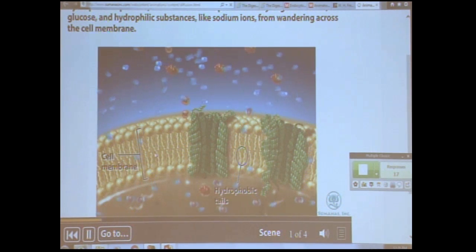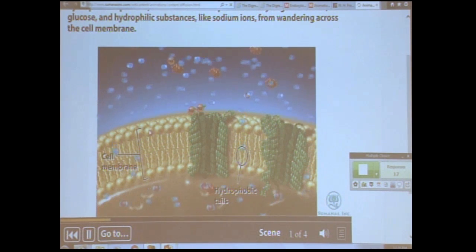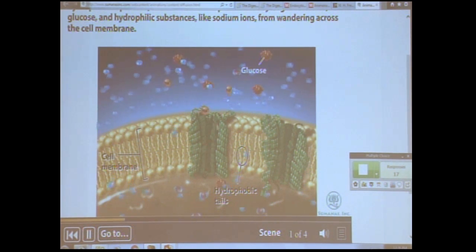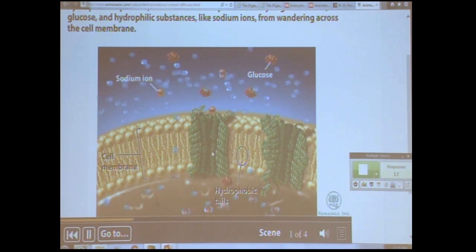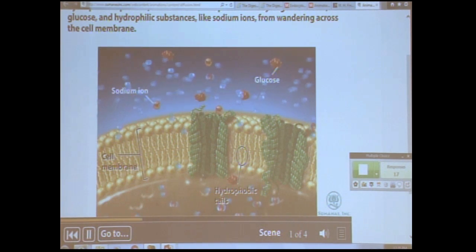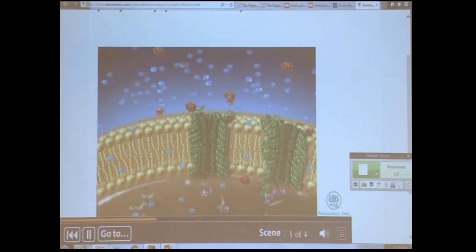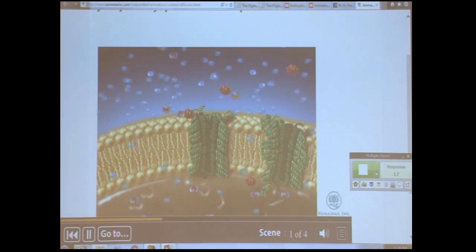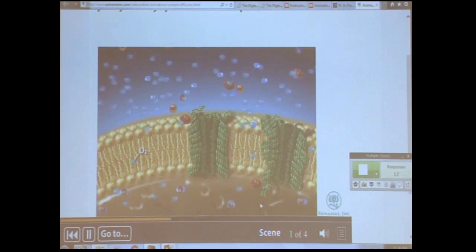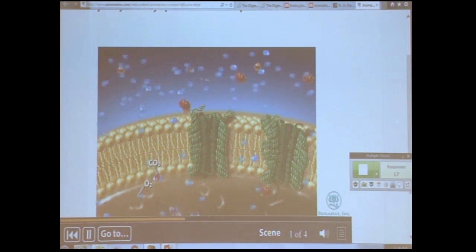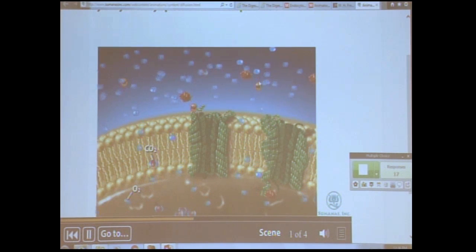So here's your cell membrane. You can see your phospholipids, hydrophobic, hydrophilic, and these are like the channels. And things are moving much faster in real life. And so those are glucose, that's sodium.